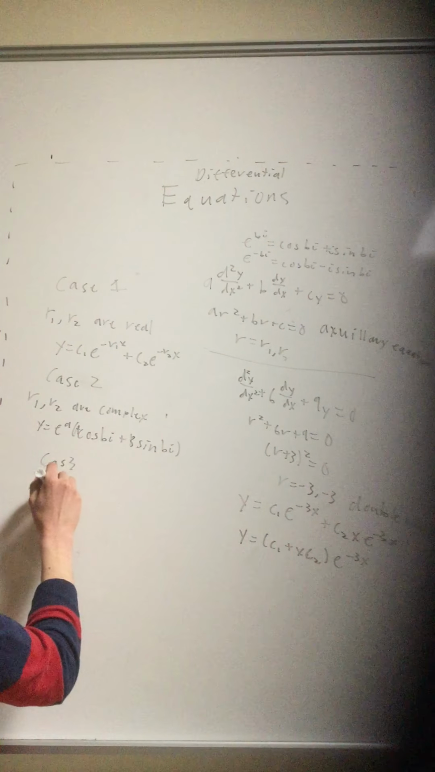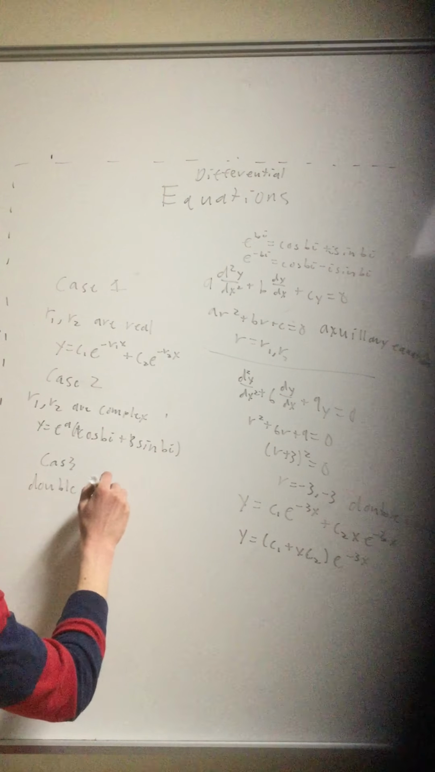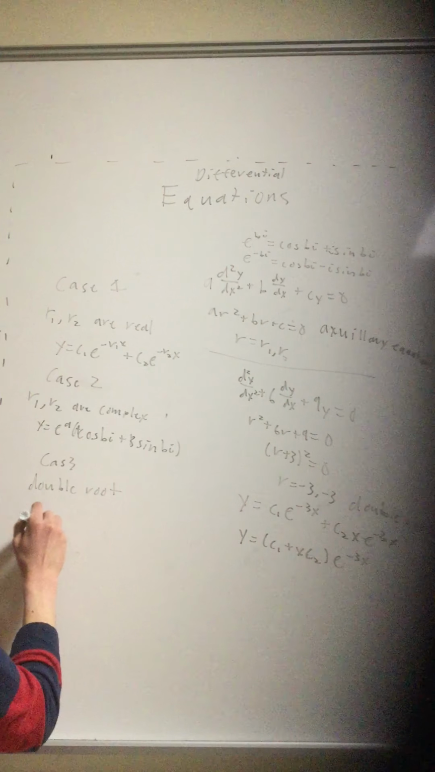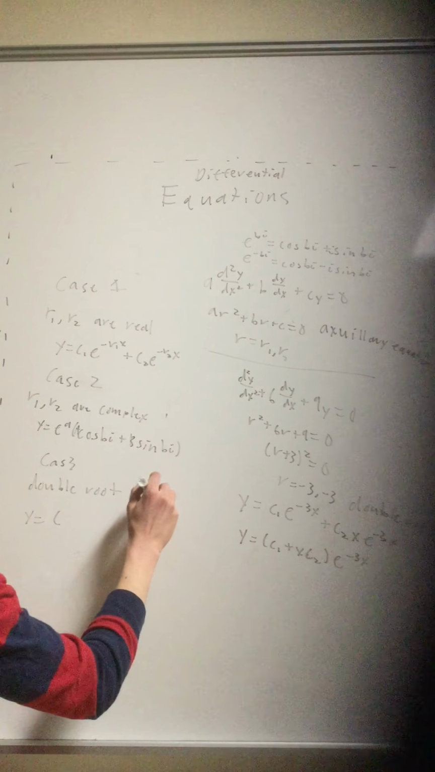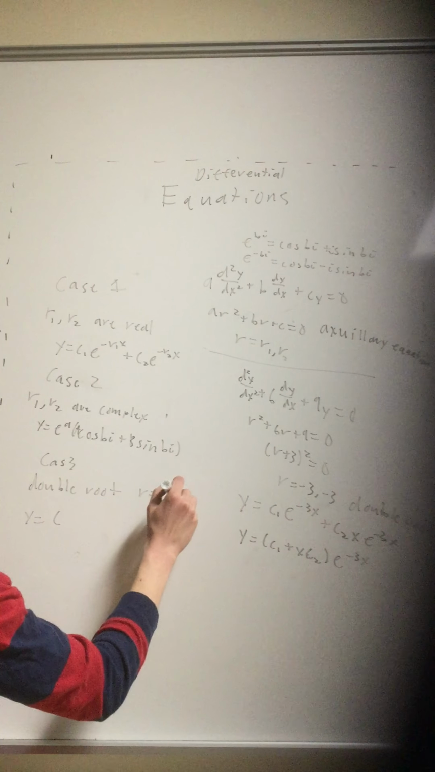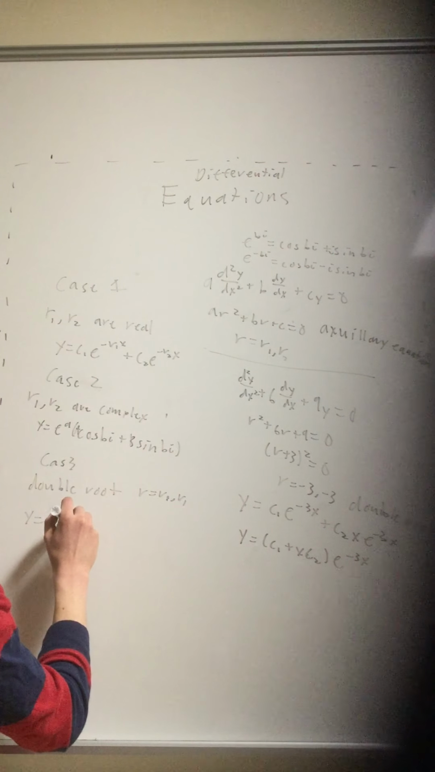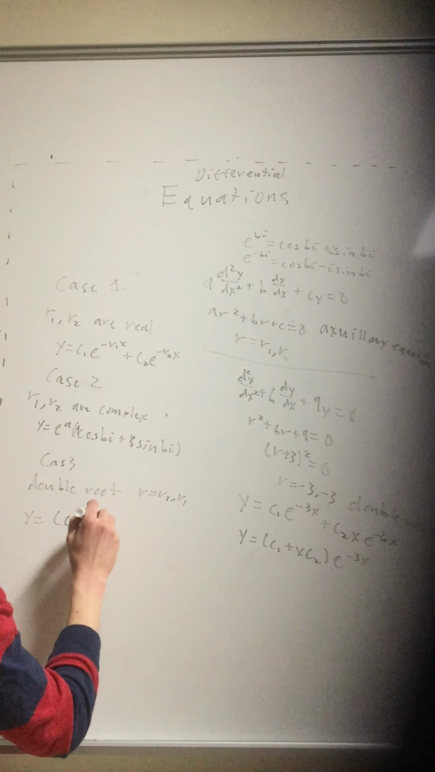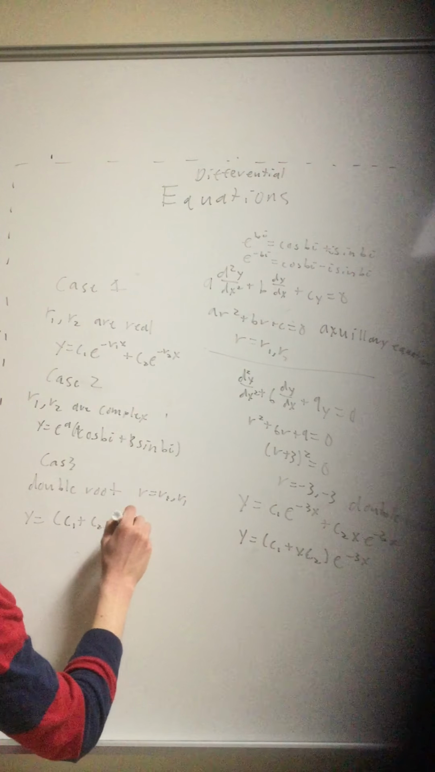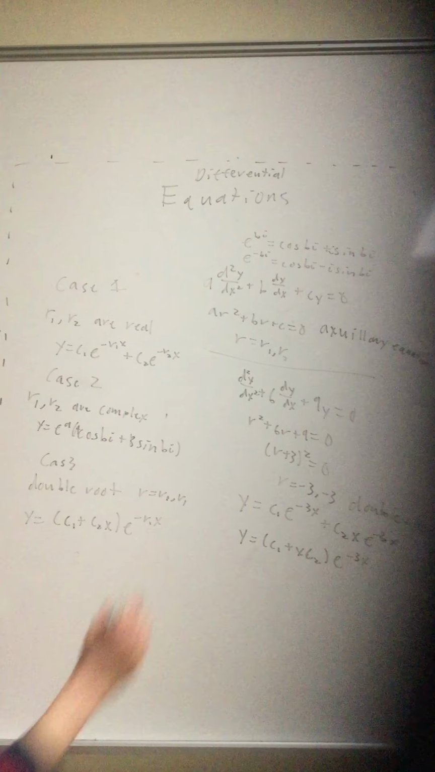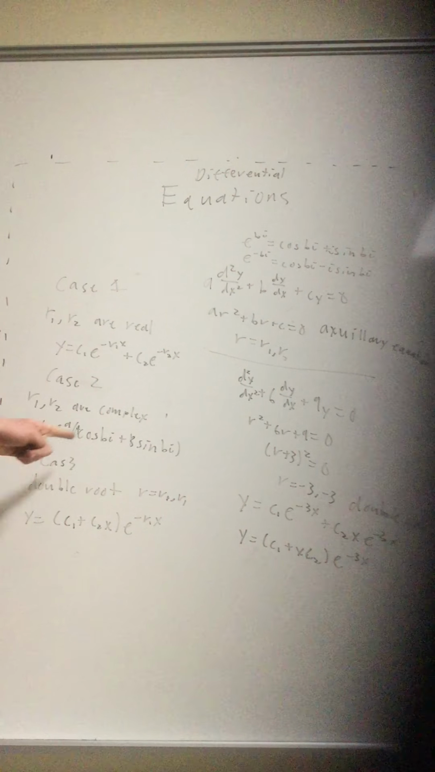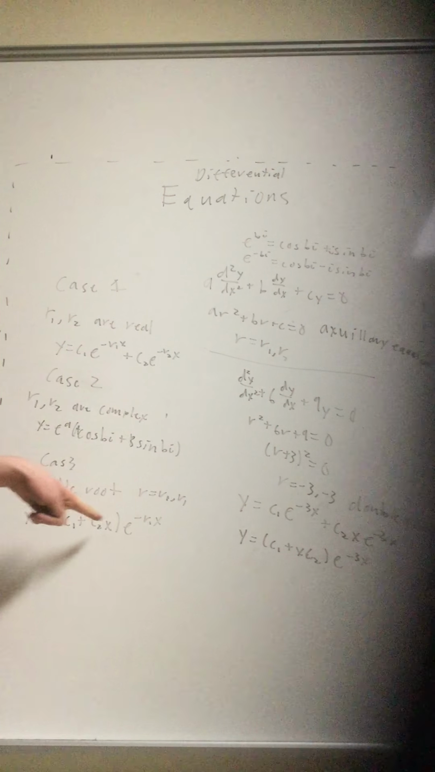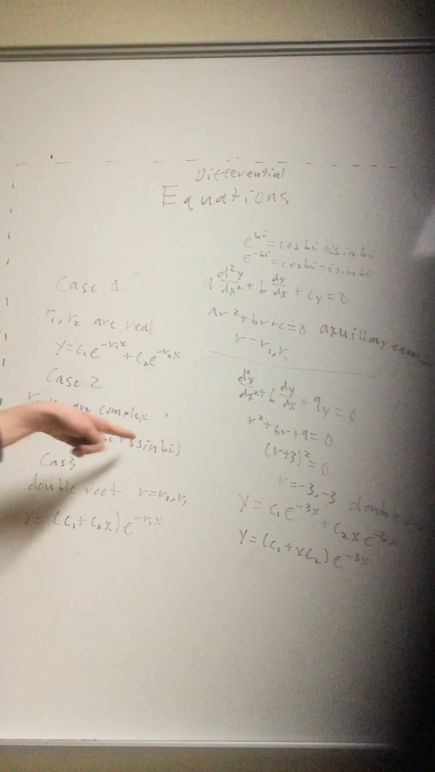So in general, case 3, double root, the solution is y equals (c1 plus c2 x) e to the -r1 x, where r equals r1. So these are 3 cases, and of course you could have a complex double root. You can think about what you do in that case. You'd have a c1 plus c2 x, and then it would be multiplying this cosine sine thing.